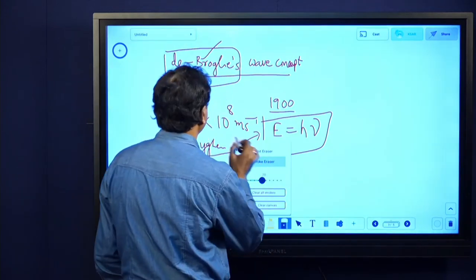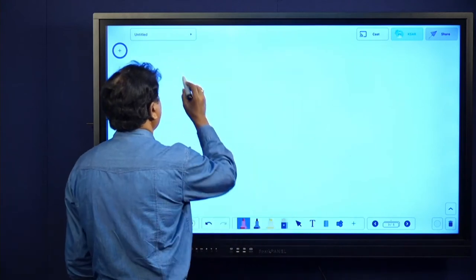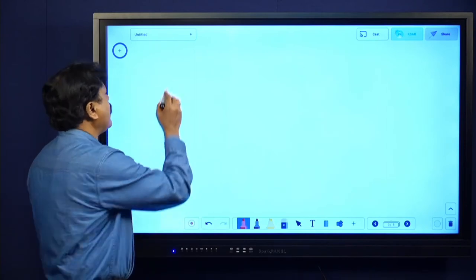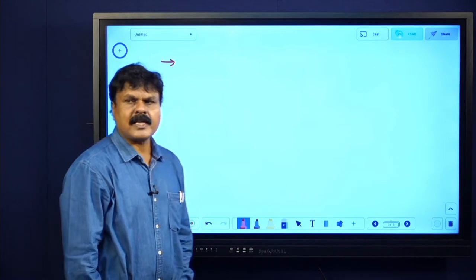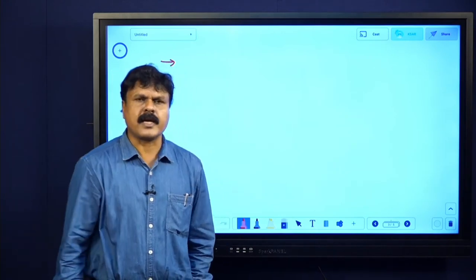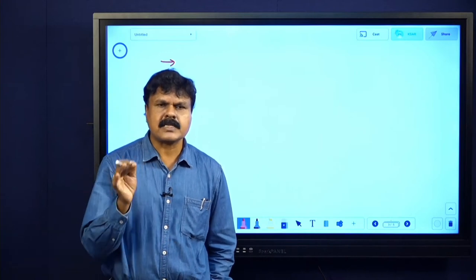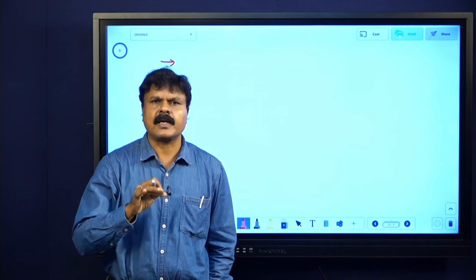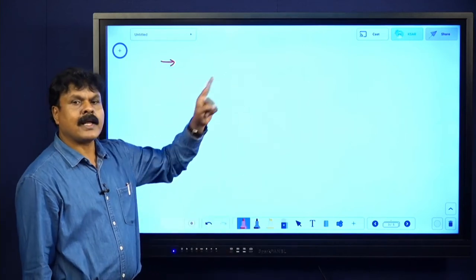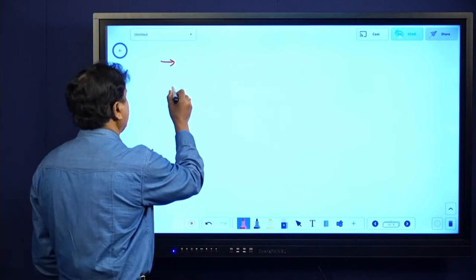I have shown this de Broglie wave concept. If they ask what is de Broglie's wave concept, what to say? De Broglie suggested that when light, which was considered a wave for so long, is also considered as a particle, why can't a particle like an electron exhibit wave nature?